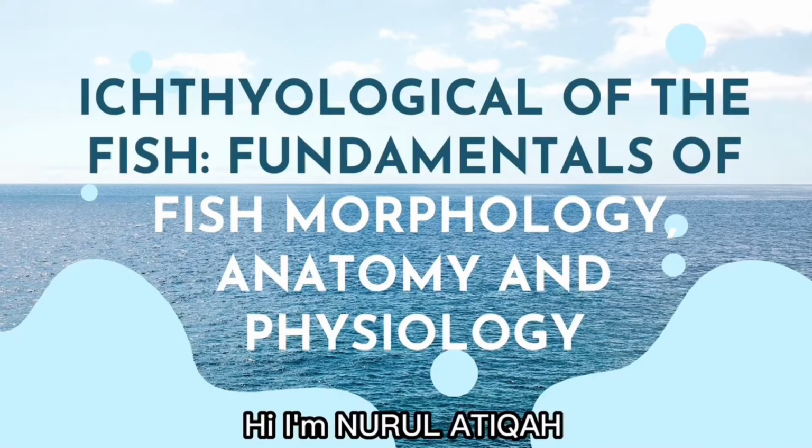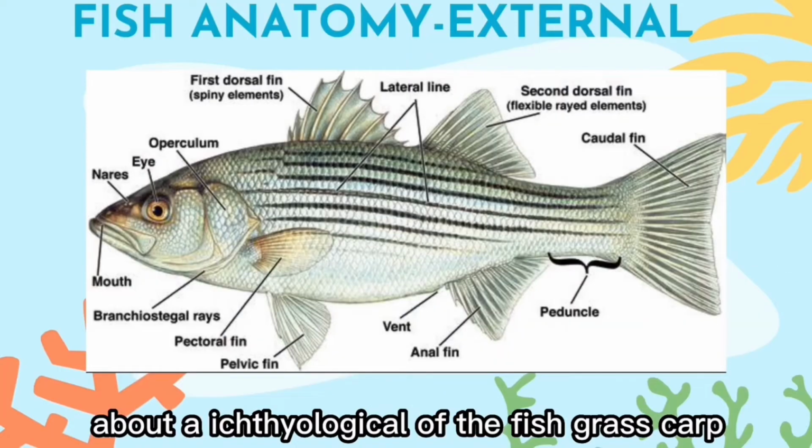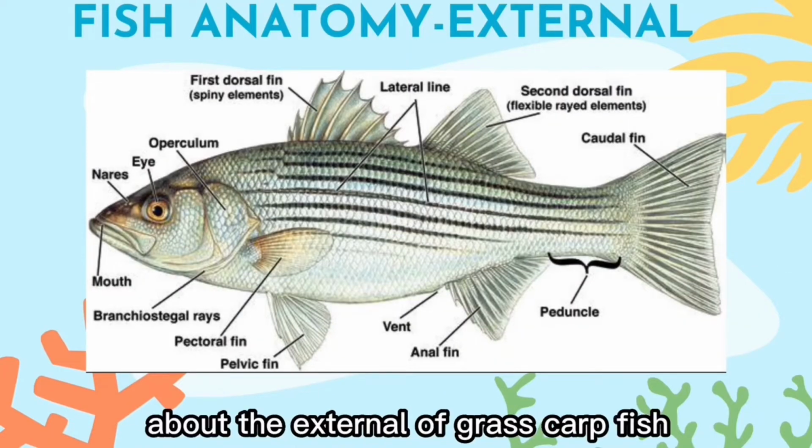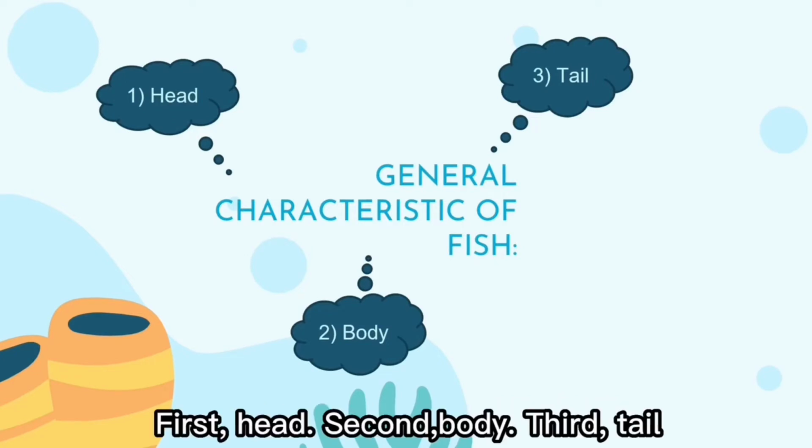Hi, I'm Nura Atika. I will explain about the etiology of the grass carp fish. This picture shows the external features of the grass carp fish. Next, the general characteristics of fish. First, head, second, body, third, tail.